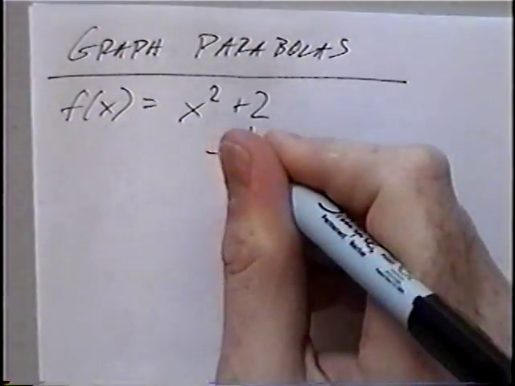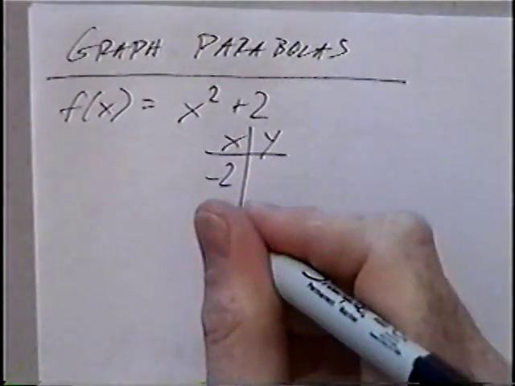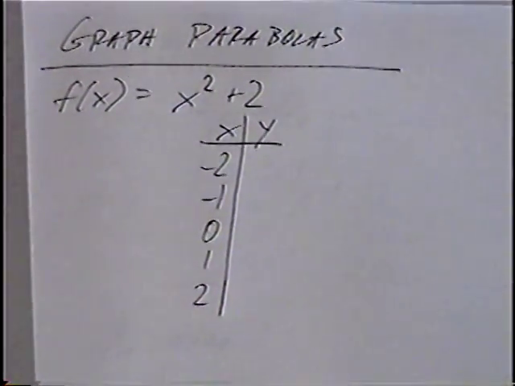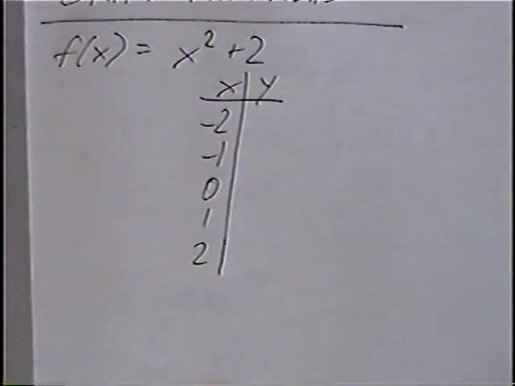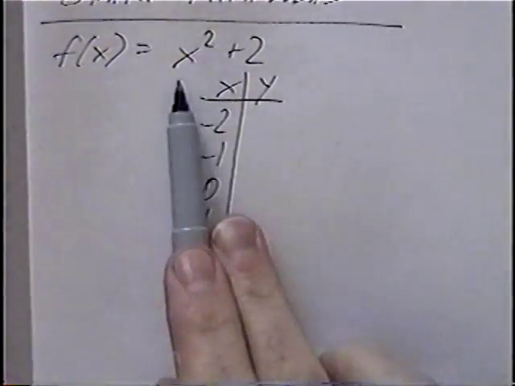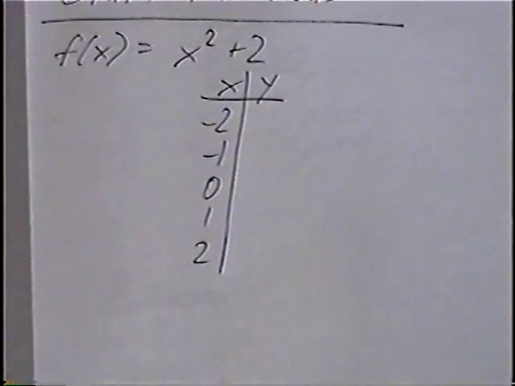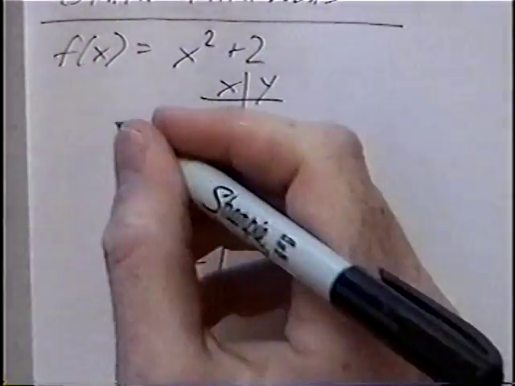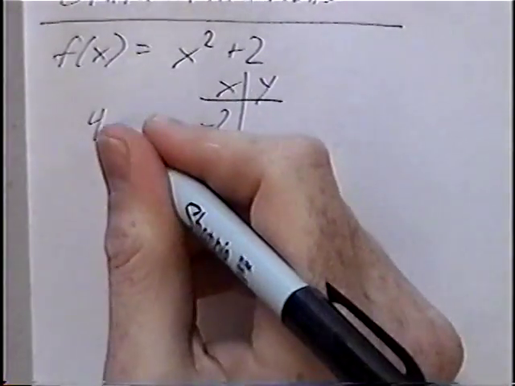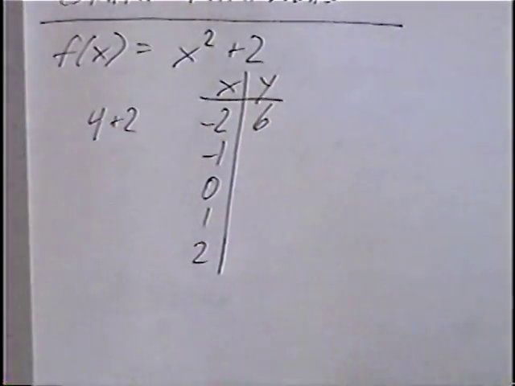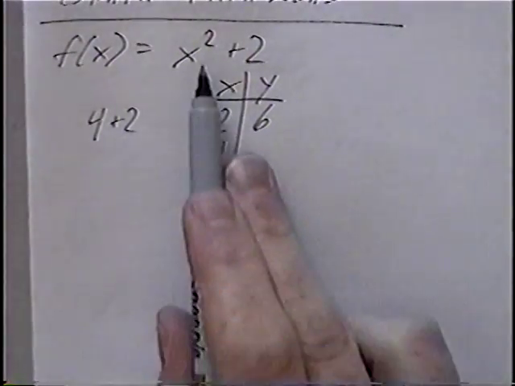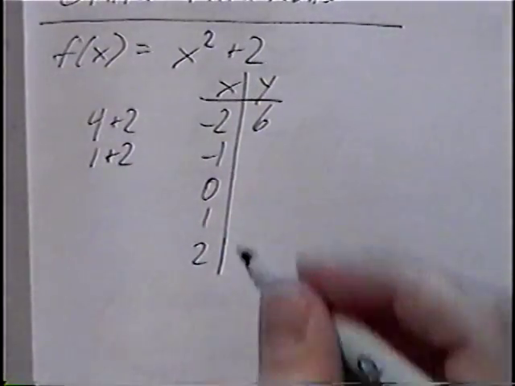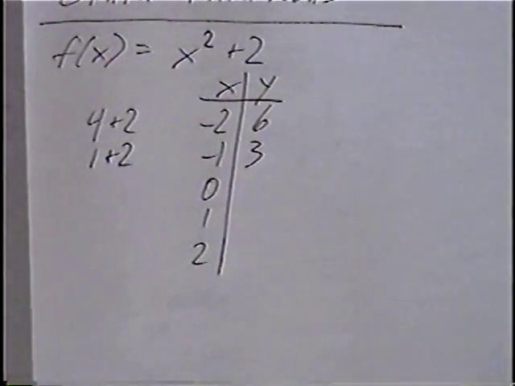We'll make a t-table, and we'll use the numbers -2 down to +2. For this question, we'll be squaring the numbers first and then adding 2 to the value. So for the first problem we have -2 squared. -2 times -2 would be +4, and adding 2 to that, our y value would be 6. -1 squared would be +1. And again, adding 2 from the equation, our y value would be 3.